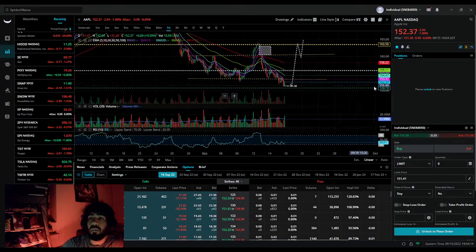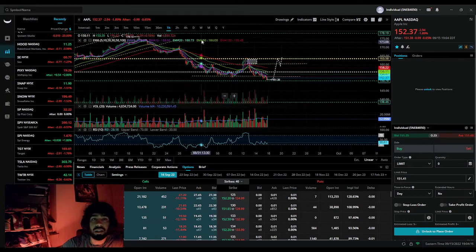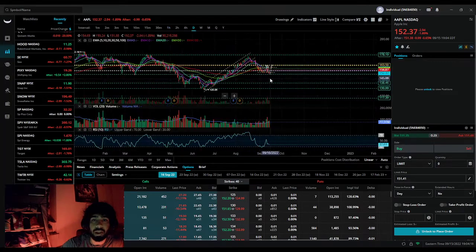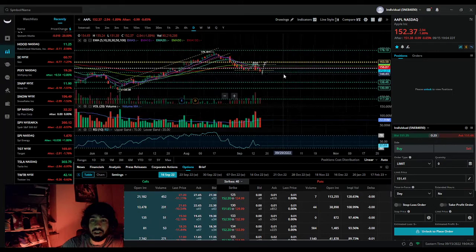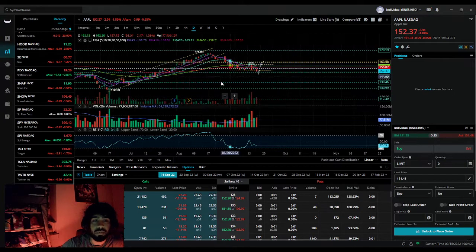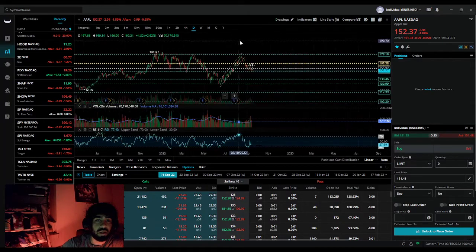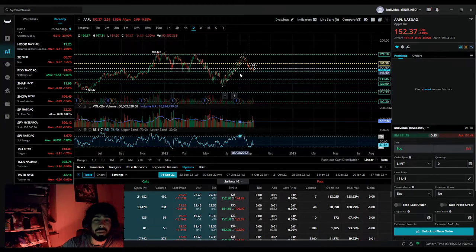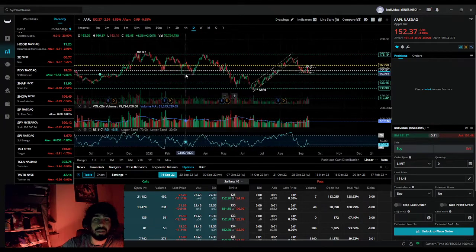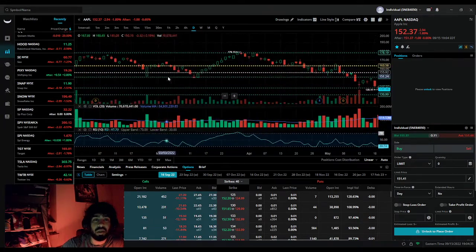Nothing less. Because what happens is, if we zoom out on the daily and look at this blue line right here, the 150. Let's back it up more. So this is the 150, right? Look at this support. Look at this example. This is a prime example right here.